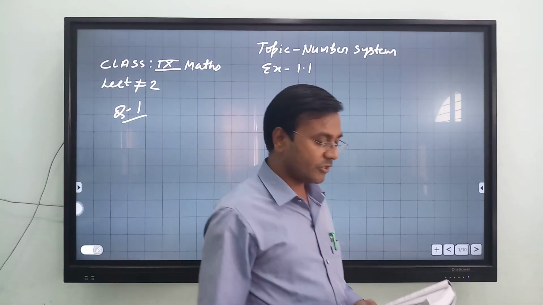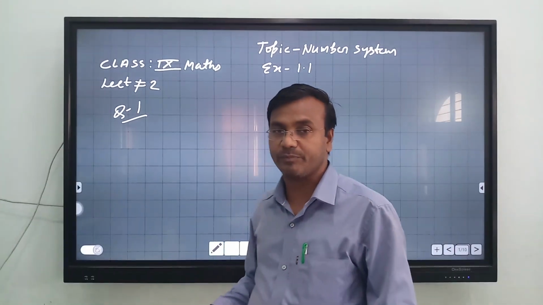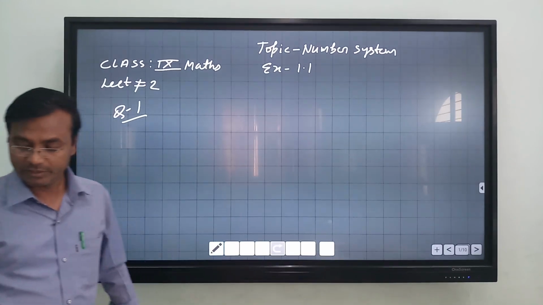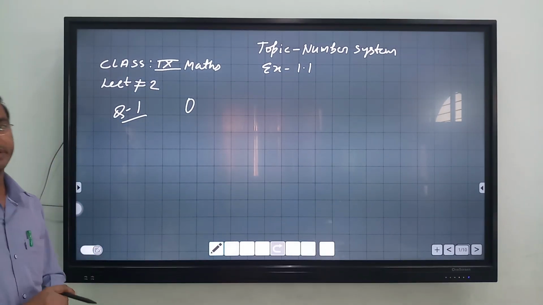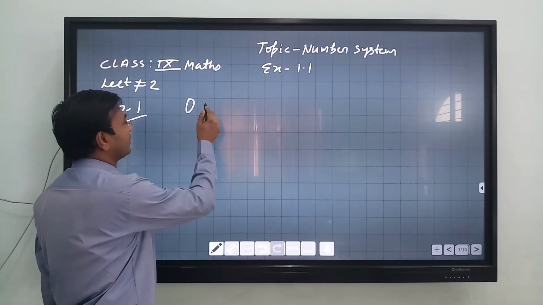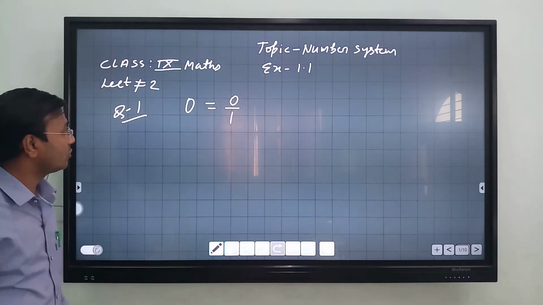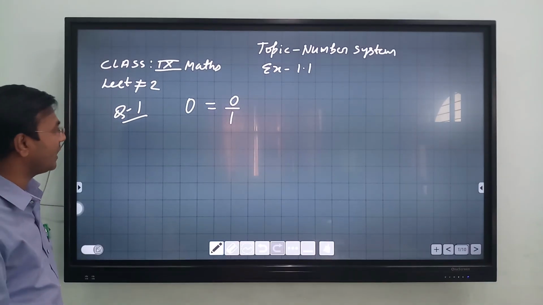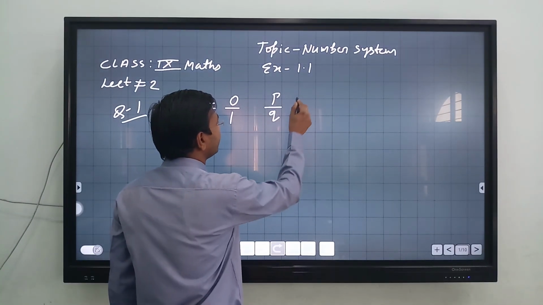NCERT: Is 0 a rational number? Can you write it in the form p by q where p and q are integers? So we have to check whether 0 is a rational number or not. By definition, if a number can be expressed in p by q form, then it is rational. This 0 can be expressed as 0 by 1. It means p by q.